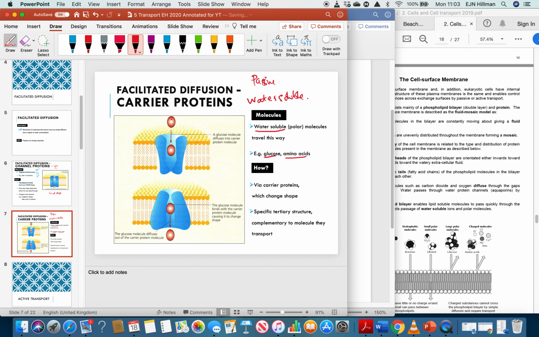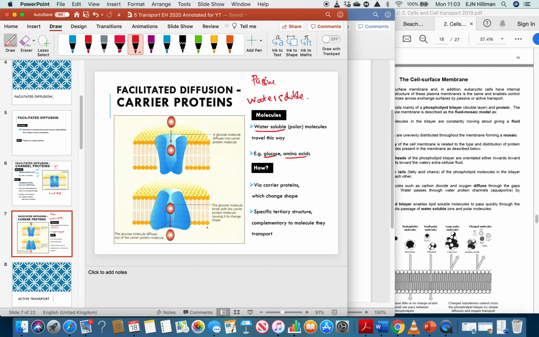So, if we can imagine this is glucose, the shape of the glucose is complementary to the tertiary structure of the carrier protein. Glucose enters that complementary shape. When it enters, that causes the carrier protein to change its tertiary structure, and in changing the tertiary structure, they transport that glucose molecule across. And then we would say that the glucose is diffused across the membrane via that carrier protein.